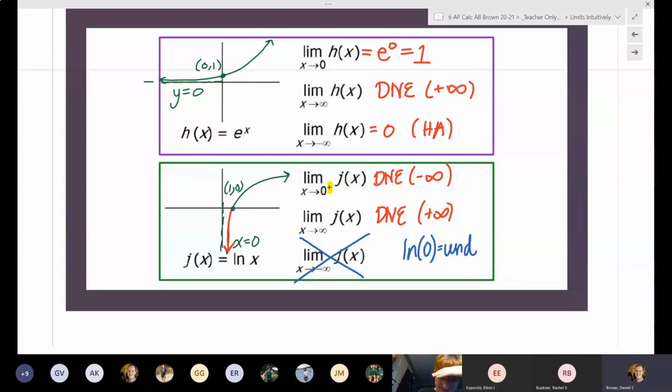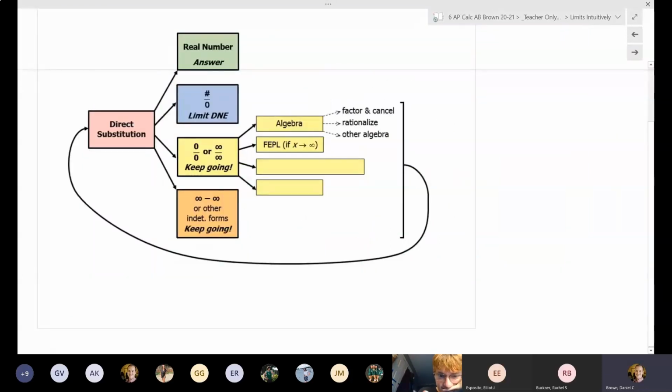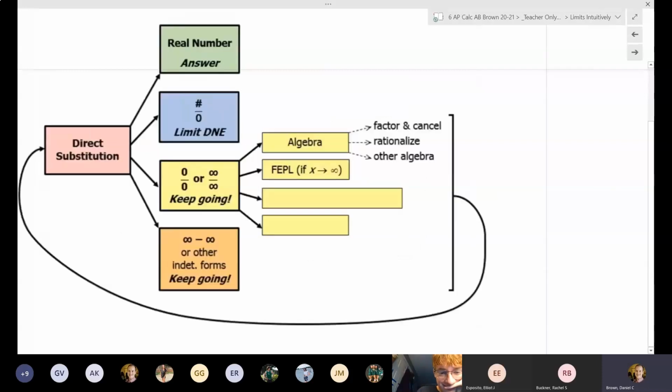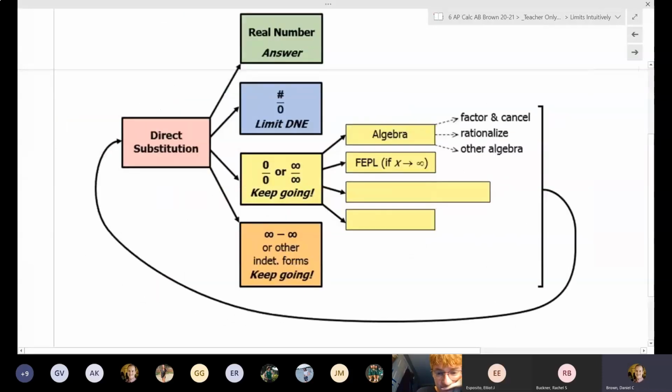is this flow chart to remind you of. We did this flow chart before the quiz. It's probably been a while since you had it pulled out. Maybe you can find it in your notes. But we know that when we're finding a limit, we often want to do direct substitution first. If you get a real number, that's your answer.